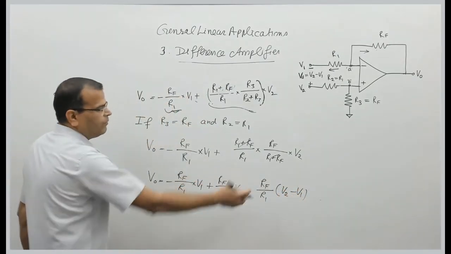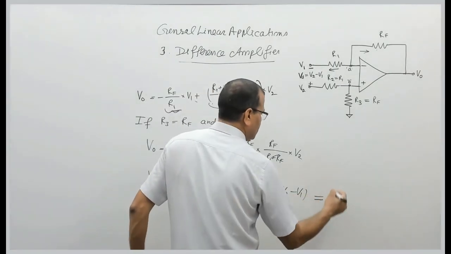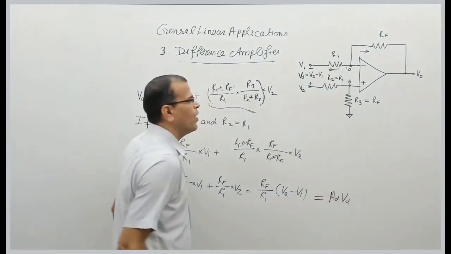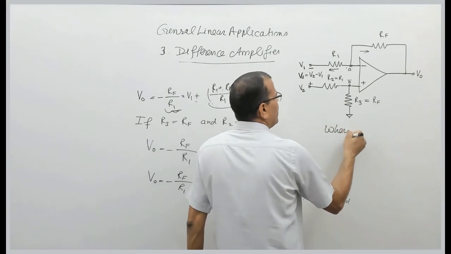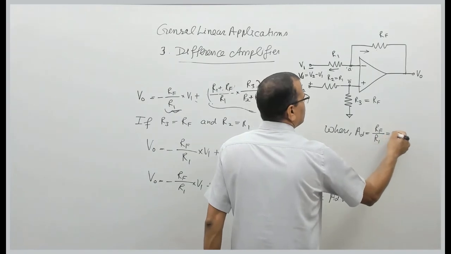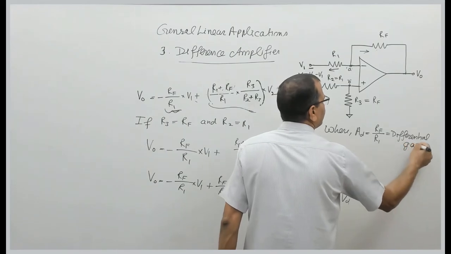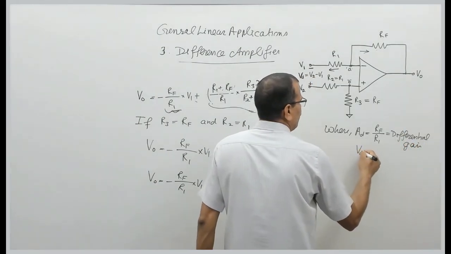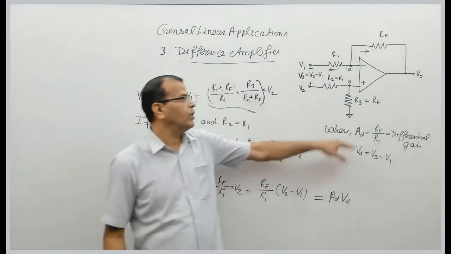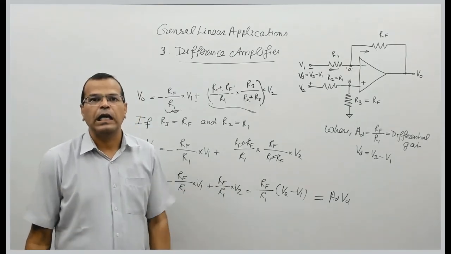Why? Because it was negative. So this is what I have. So this gives AD into VD, where AD is nothing but RF by R1. You can say this is the differential gain of this circuit. And VD is the differential input or difference input. That's it. I hope the concept is clear.